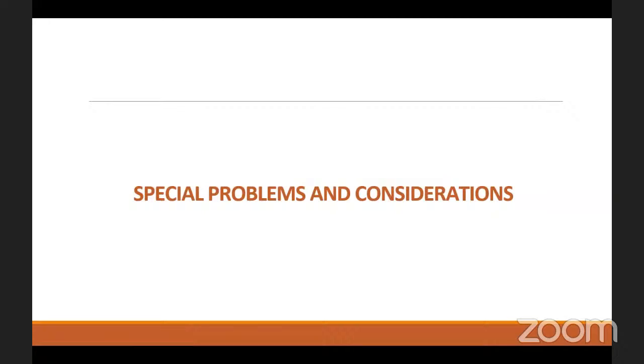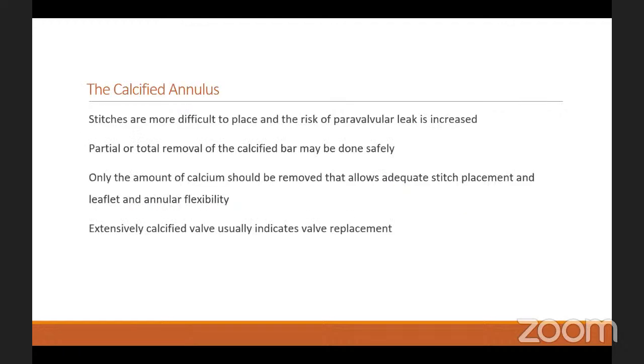Okay, so now we're going to discuss special problems and considerations we can face in the OR. We can sometimes have a calcified annulus, so the stitches will be more difficult to place and the risk of paravalvular leak is increased. We can do a partial or total removal of the calcified bar. Only the amount of calcium that allows adequate stitch placement should be removed. Extensively calcified valve usually indicates valve replacement.